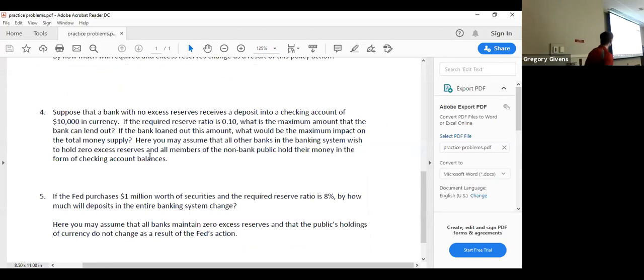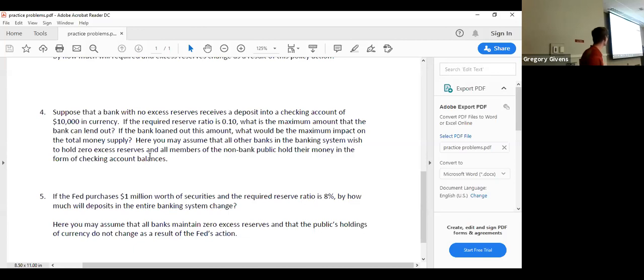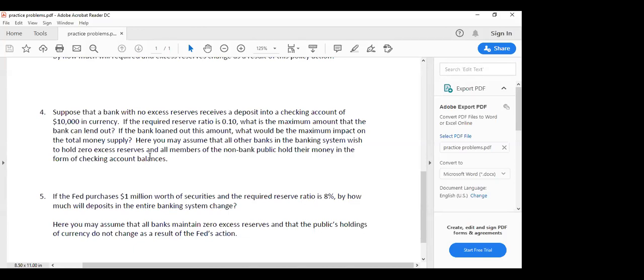So number 4 says, suppose that a bank with no excess reserves receives a deposit into a checking account of $10,000 in currency. If the required reserve ratio is 10%, first of all, what is the maximum amount that the bank can lend out? That's easy to compute. And if the bank loaned out this amount, what would be the maximum impact on the total money supply? Here, you're allowed to assume that other banks in the banking system wish to hold zero excess reserve, and that all members of the public keep their money in the form of checking account balances.